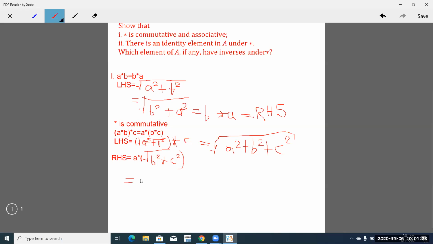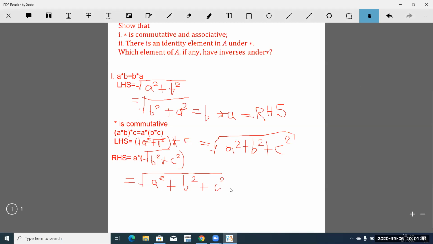It would be the square root of a squared plus b squared plus c squared. Very good. So is star associative? Yes, it is. We can conclude star is associative.